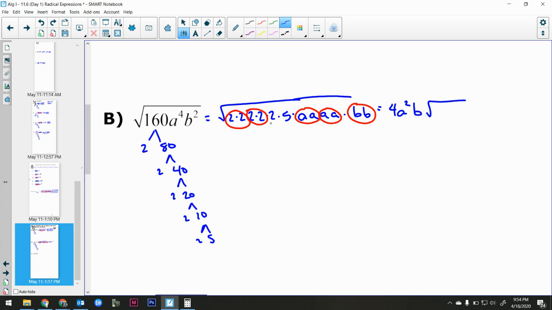Now what's left over? I've got a 2 and a 5 here to make a 10. Remember, those multiply back together. Don't add them together. That's not a 7. That's a 2 and a 5 to make a 10. And all the variables came out, so there's my answer.